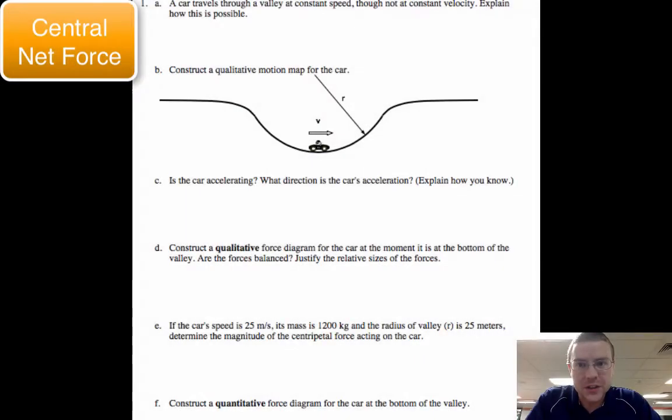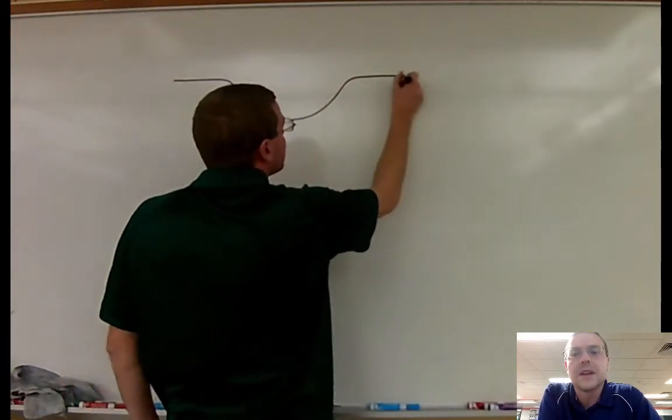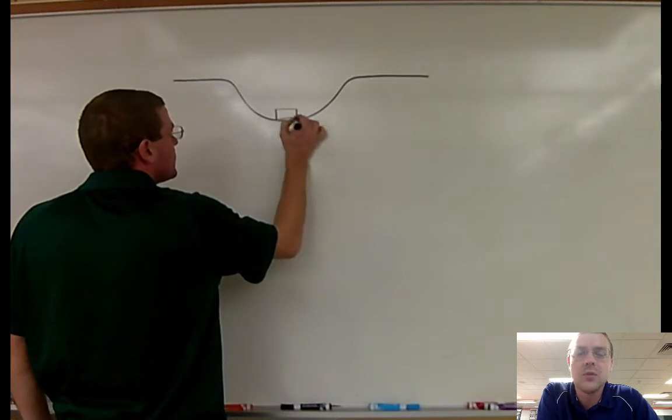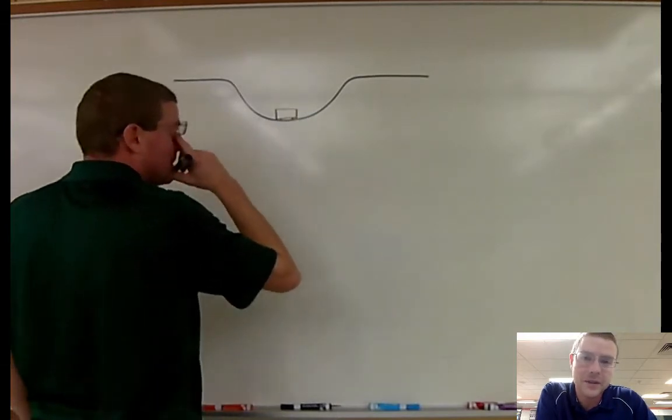Hey everyone, here we are for the central net force. We're going to do example 1 from your packet. In this, there's lots of things that the problem wants you to do, so I'm going to go through each step with you together. The first thing that they say in this problem is to construct a motion map for the car moving through the valley and back up the other side.